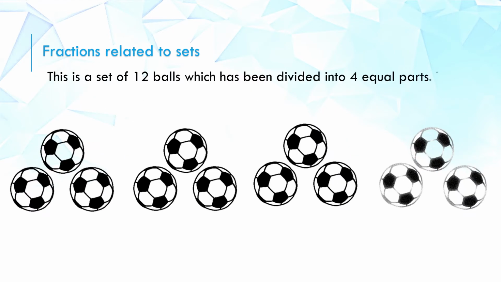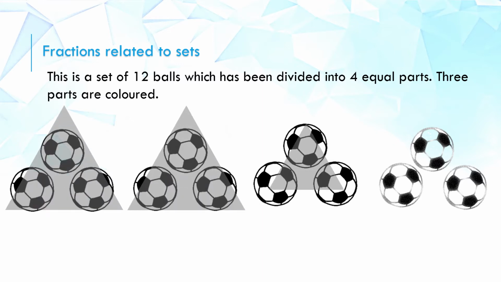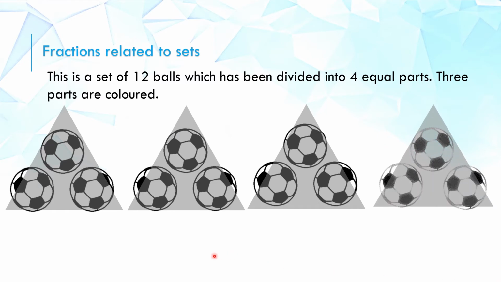This is a set of 12 balls which has been divided into 4 equal parts. 3 parts are colored. Now students, here we have 12 balls. Now these 12 balls have been divided into 4 equal parts. So 12 divided by 4, we get the answer 3. So 3 balls in each part.